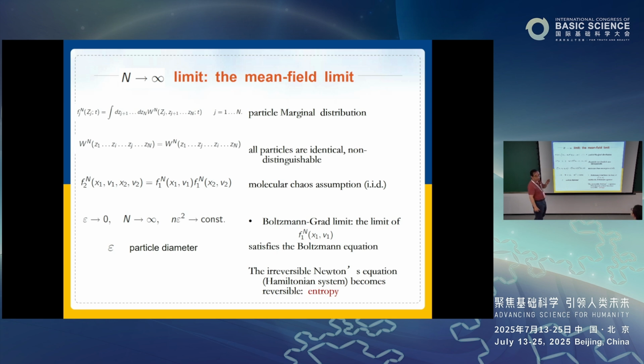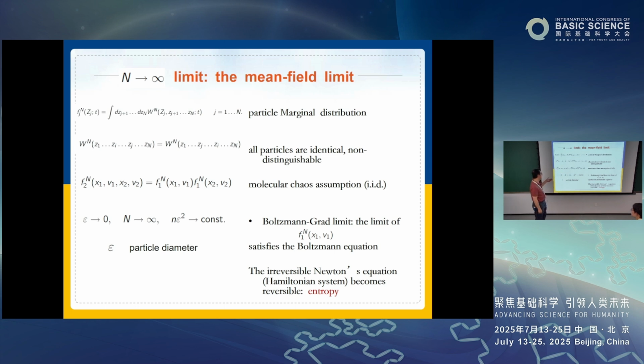Here I have to make some assumptions. The first assumption is that all particles are exactly identical, which means if I interchange the positions of these z's, W remains unchanged. All particles are equally treated. The second assumption is very important, the so-called molecular chaos. Essentially, this is a two-body distribution, and I can factorize it into one-body distributions because these particles are independent. If this is a probability distribution, they are independent. This is called molecular chaos. They are in complete chaos. That's why we can factorize the distributions.